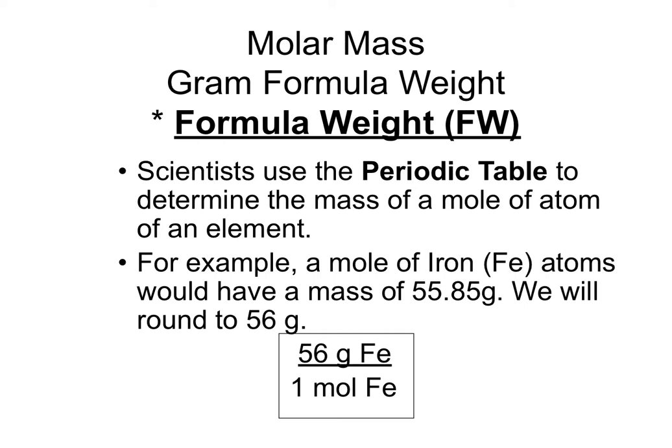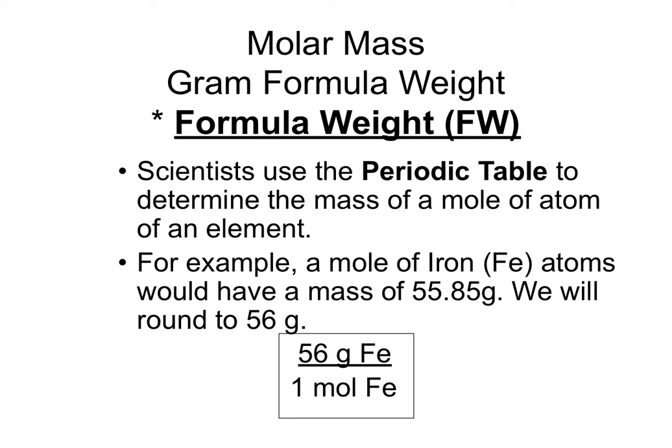Our next step in stoichiometry is to learn how to convert mass to mole. To do this, we need to use molar mass, which is also called gram formula weight, which is also called formula weight, and we will abbreviate it with FW. You're going to need a periodic table to do this. It determines the mass of 1 mole of atoms of that element.